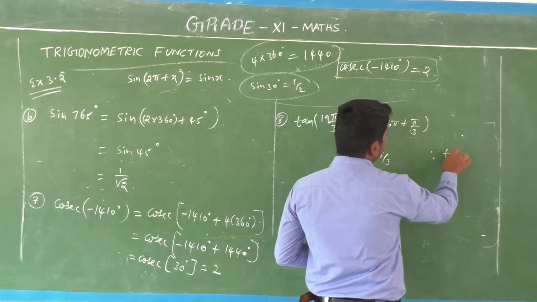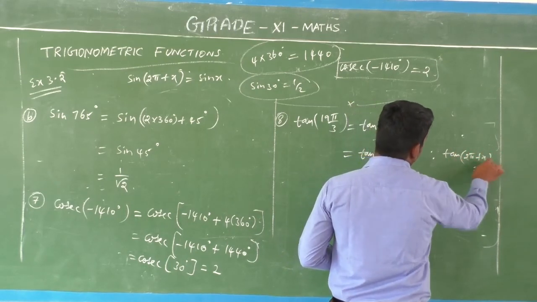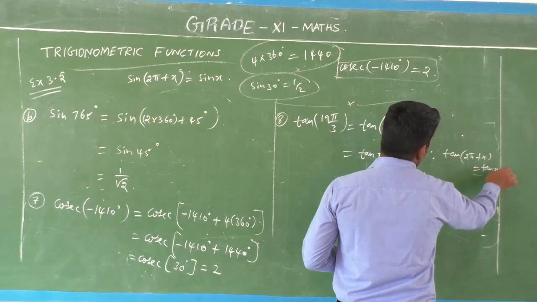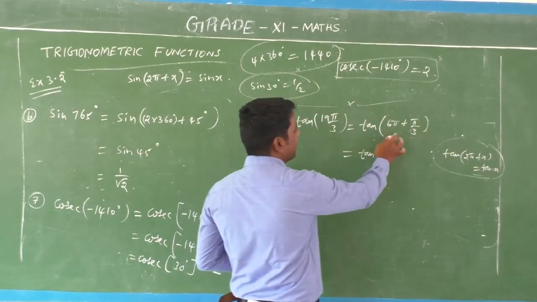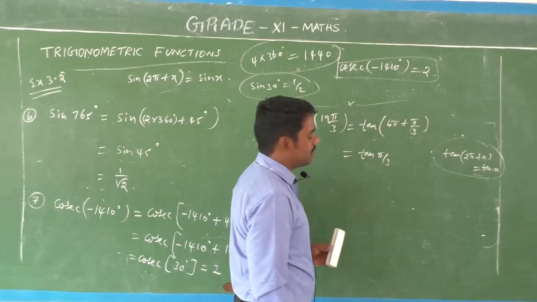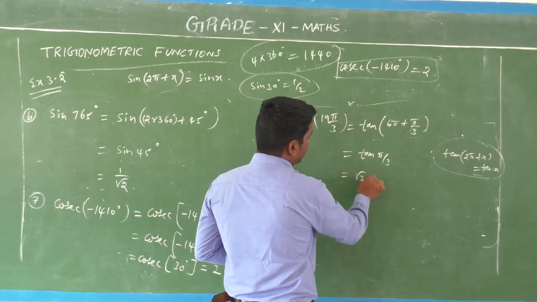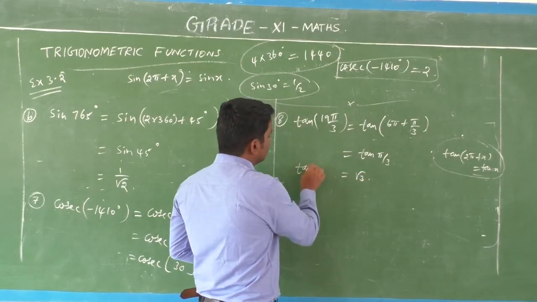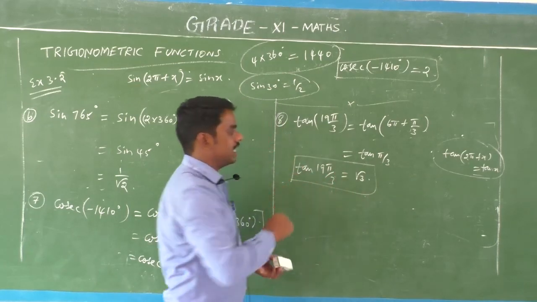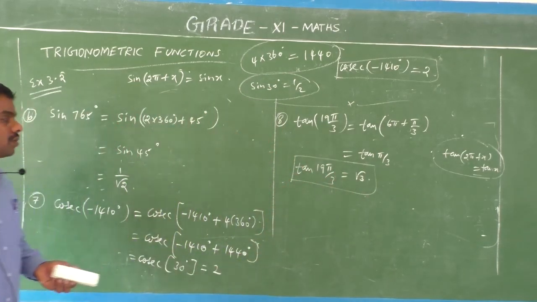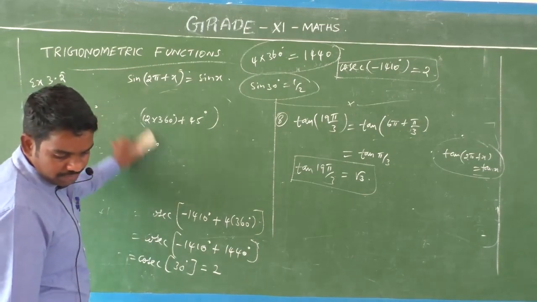Since tan of n pi plus x is equal to tan x, tan 6 pi plus pi by 3 is tan pi by 3. Tan pi by 3 value is root 3. So tan 19 pi by 3 is equal to root 3. Right. Next, ninth question.